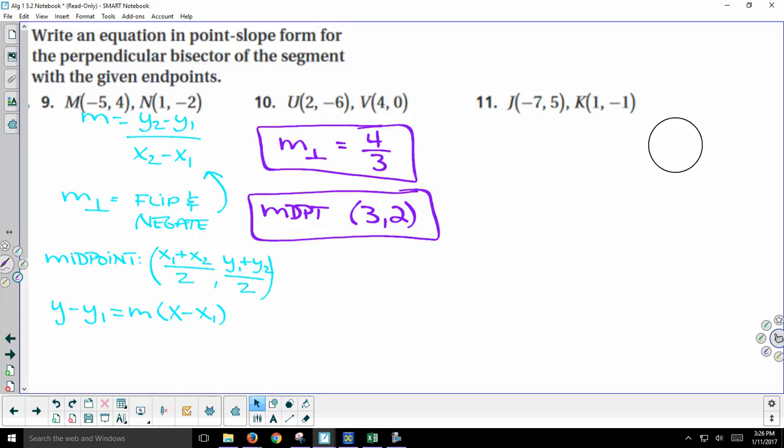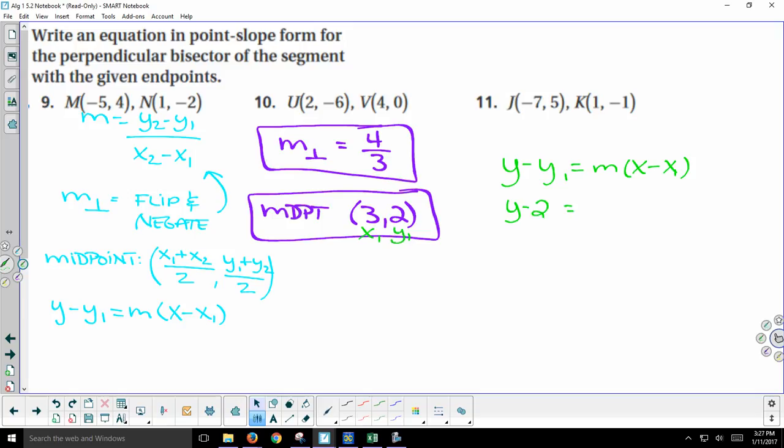I'm going to erase that x1, y1, and I am going to relabel this x1 and y1. My point-slope form is y minus y1 equals m times the quantity of x minus x1. Let's plug in what we know. Y minus 2, my y1 is 2. My slope is 4/3. X minus x1 is x minus 3. My final answer for number 11 is y minus 2 equals 4/3 times the quantity of x minus 3.